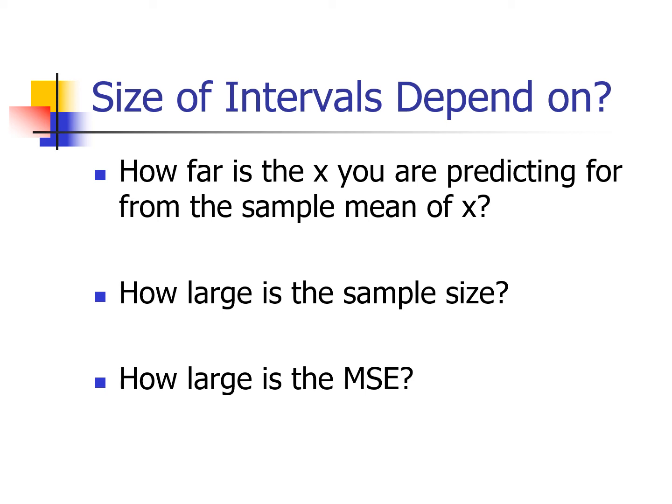The size of the interval also depends on the sample size, right? It should be intuitive that larger samples will give us smaller confidence intervals. Large samples means more information. More information means more certainty, i.e. smaller intervals.